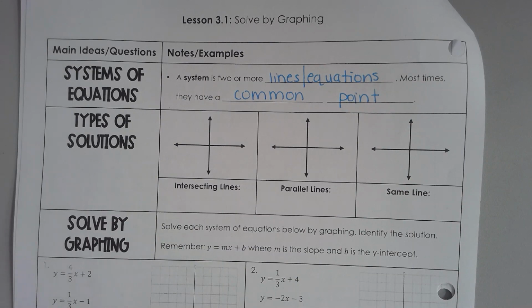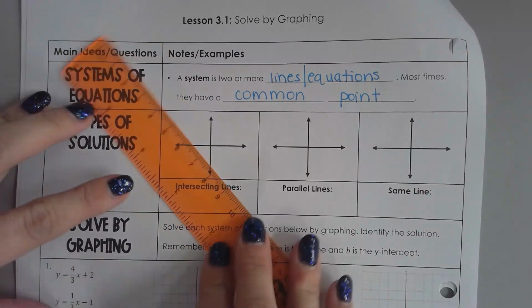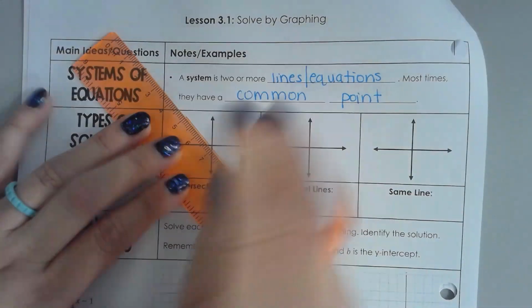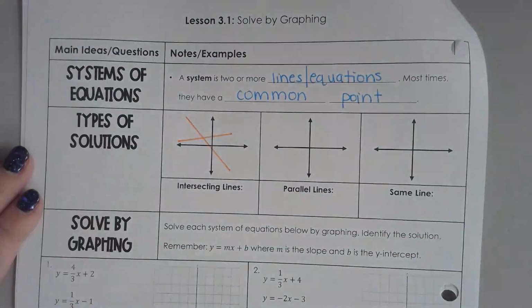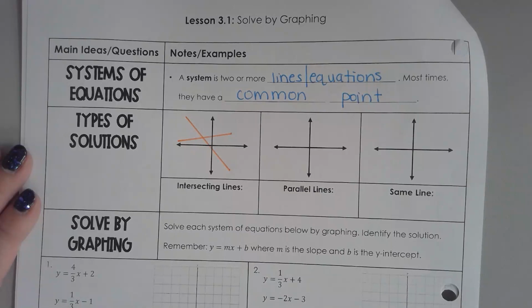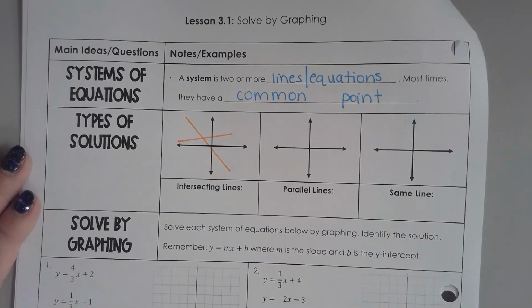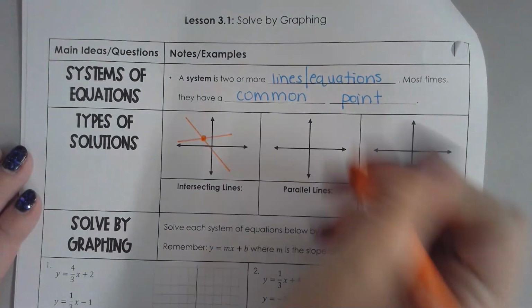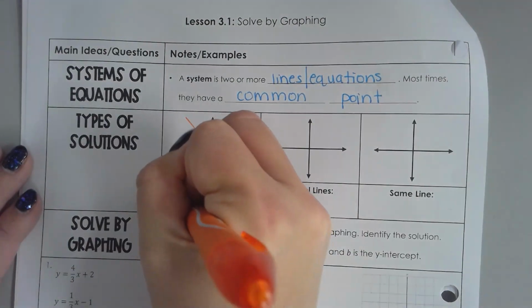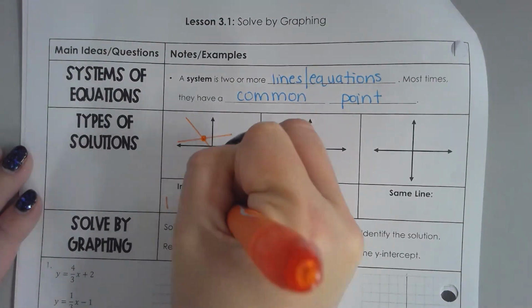So let's say we have two intersecting lines. I'm just going to draw that right here. Two intersecting lines. How many times do they cross? Once, right there. So intersecting lines have one solution.